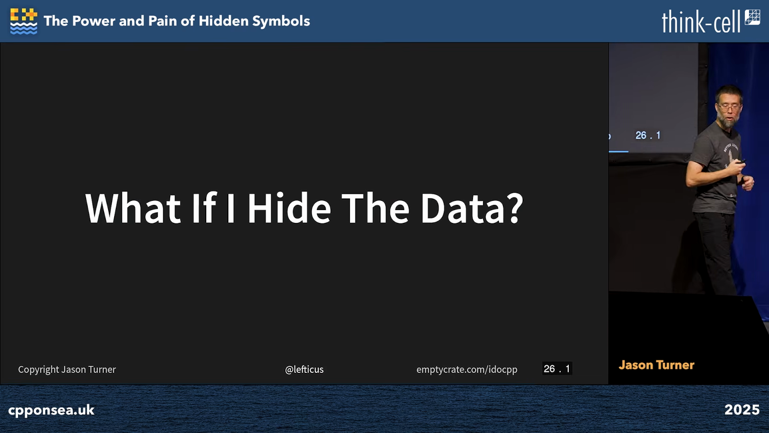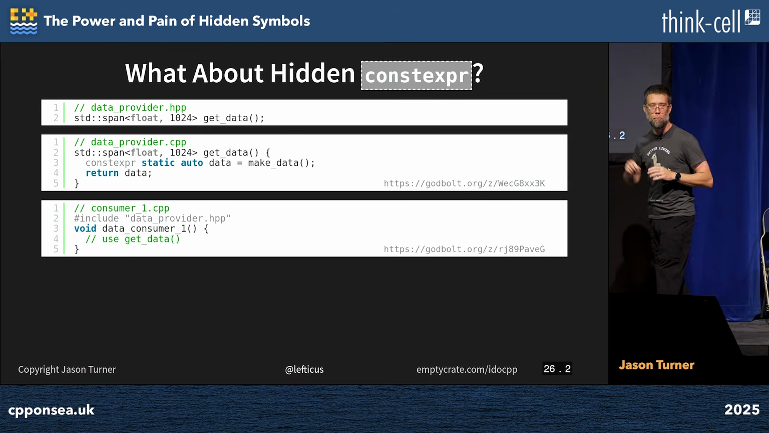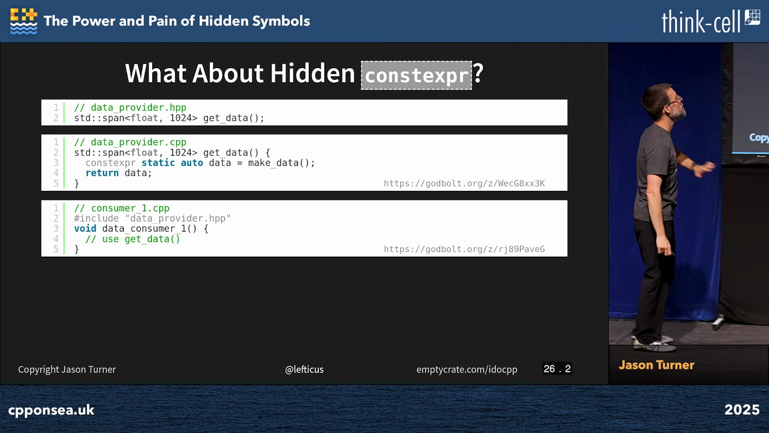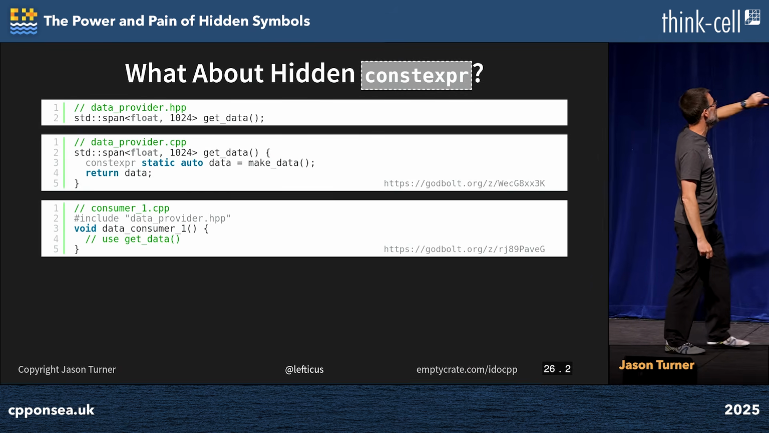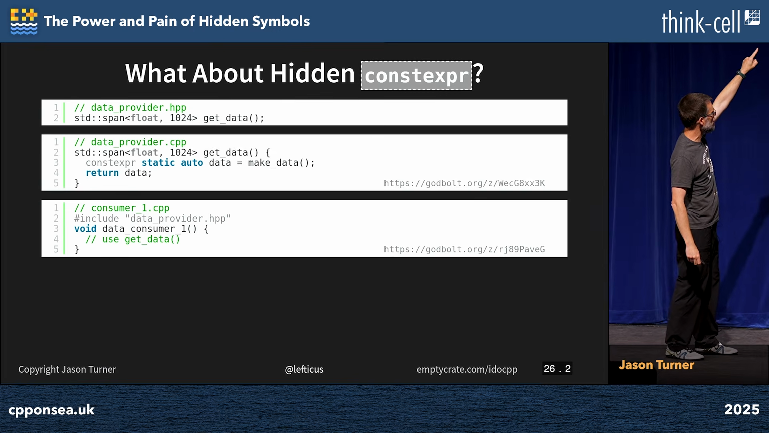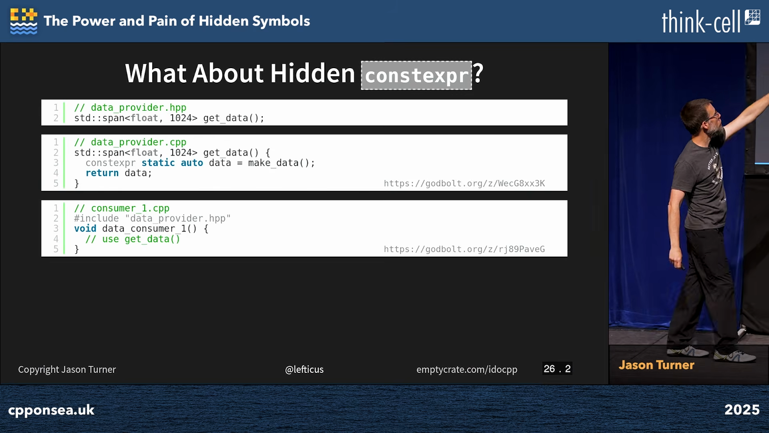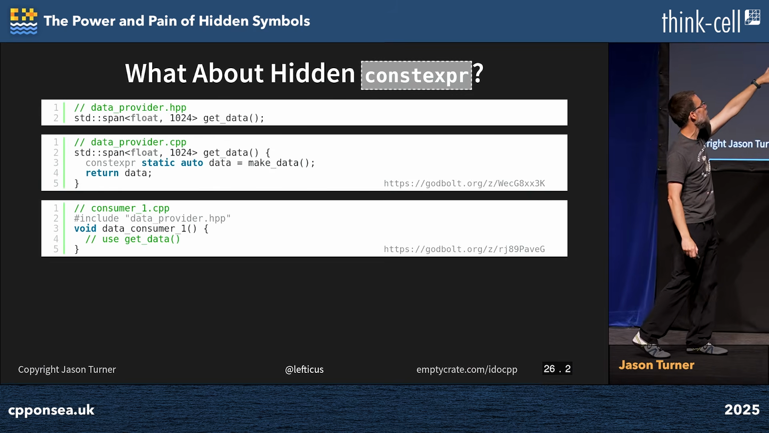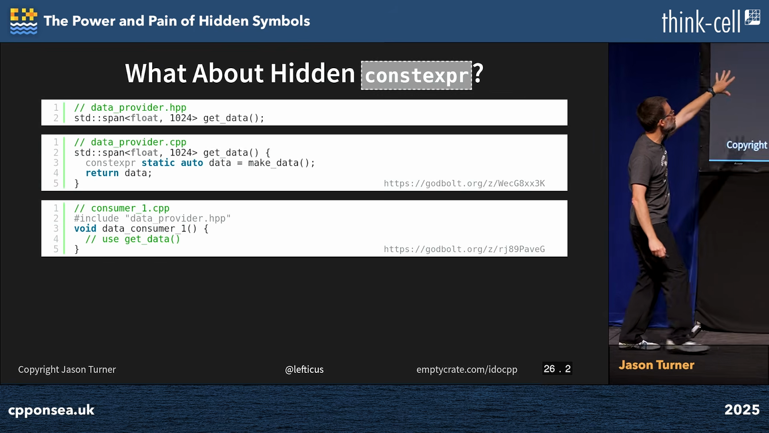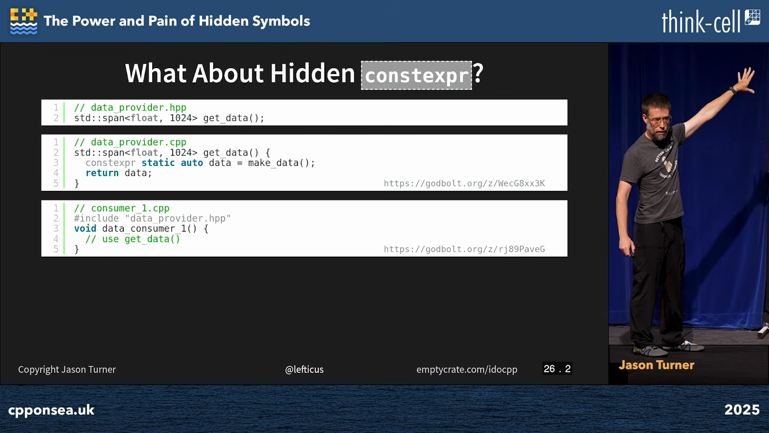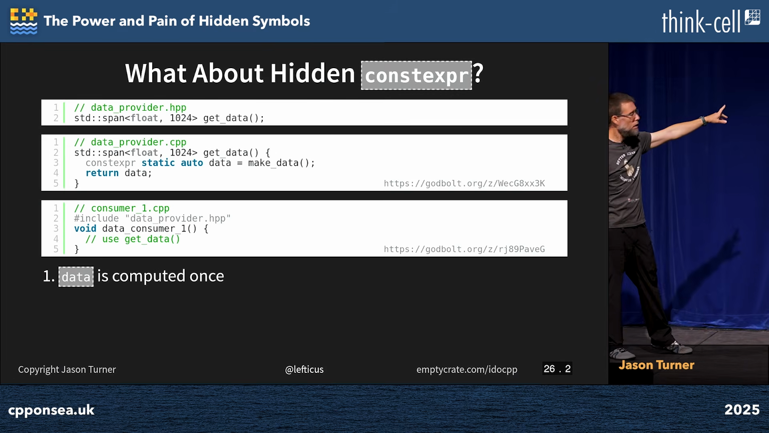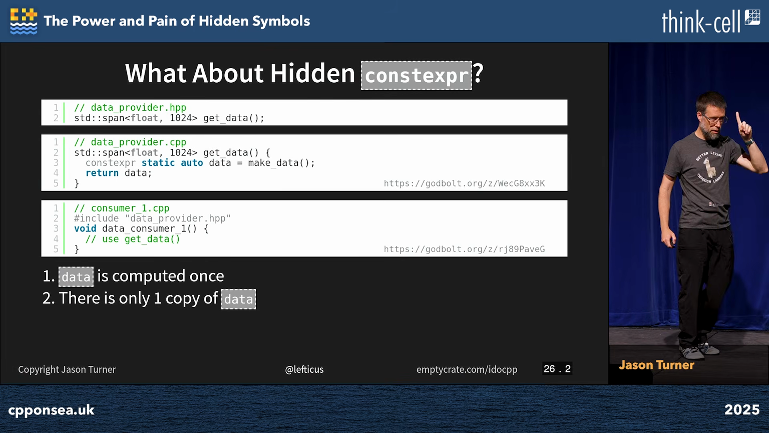Okay, what if I hide the data? This is an idea I've been trying to kind of float around with people for a while now. So I hope this example is correct. I just went back and fixed it right before this. I've got my get data. This is not a constexpr function, okay? And then I've got my get data thing, and inside here it has a constexpr static auto blah, blah, blah. That's in my CPP file. And then my consumer consumes the thing from get data. So I've done the computation exactly once. And there's only one copy of the data.